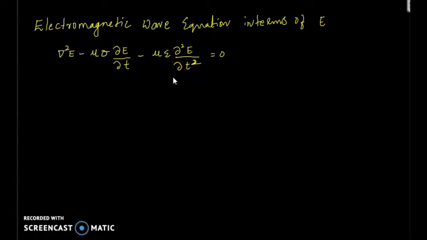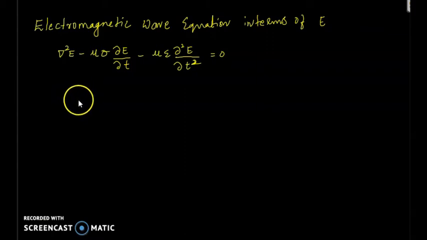Dear students, last class we derived the electromagnetic wave equation in terms of E. The wave equation is a second order partial differential equation. It describes the characteristic equation of how the electromagnetic wave propagates in a medium or in free space. During the process of deriving the second order partial differential wave equation, we used all four different Maxwell equations to come to the conclusion.